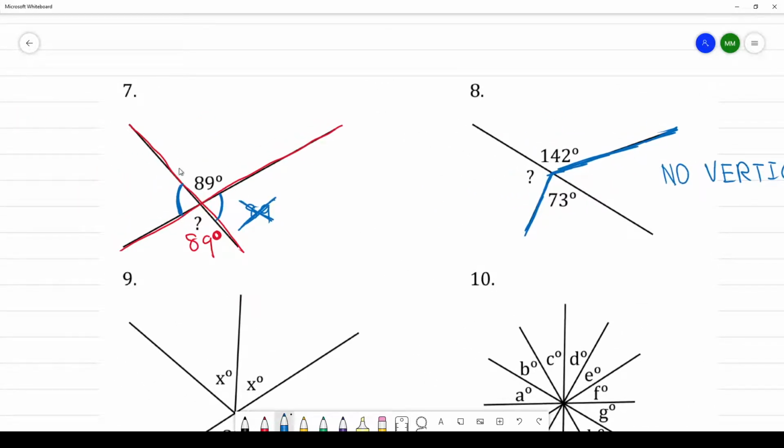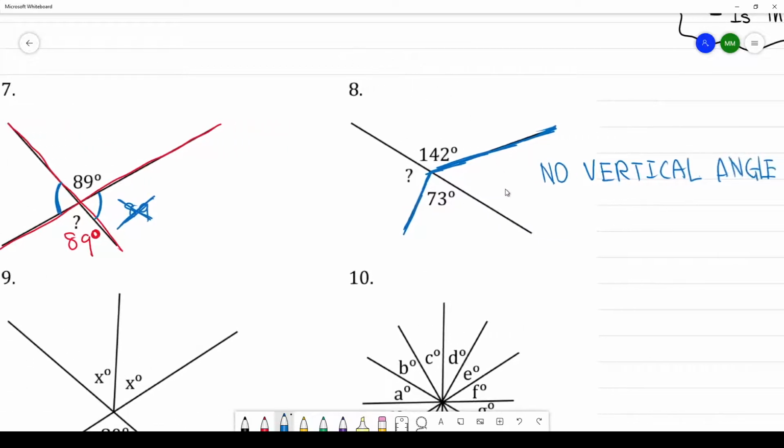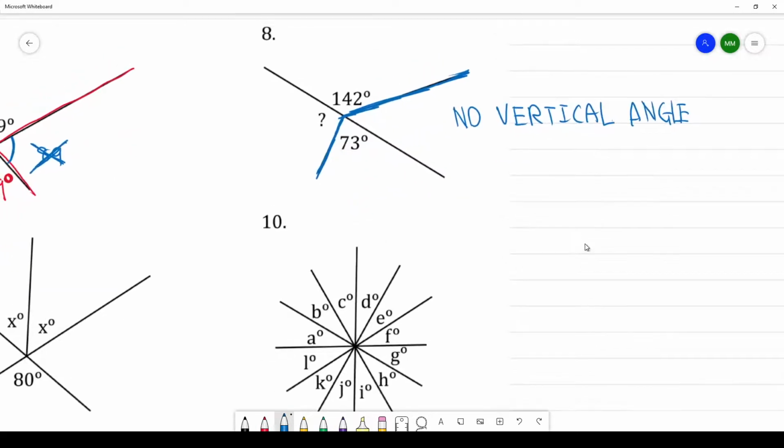Because the only way you can form vertical angles is when you have two straight lines intersecting. But here, you don't have two straight lines. You only have one straight line, and the other one is not a straight line. This question should be pretty easy though. Or well, it's a bit tricky, I guess.